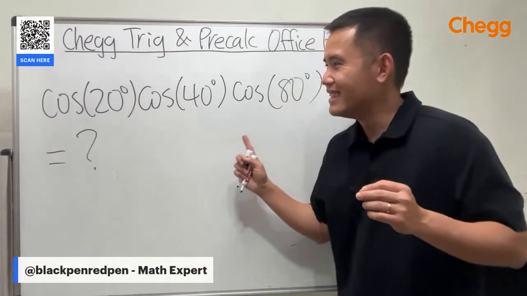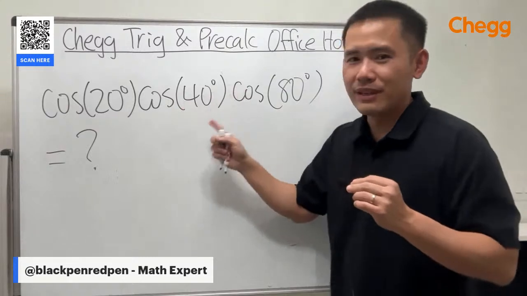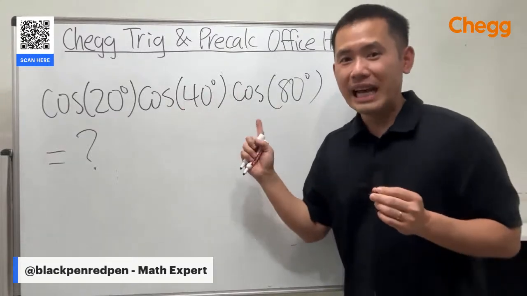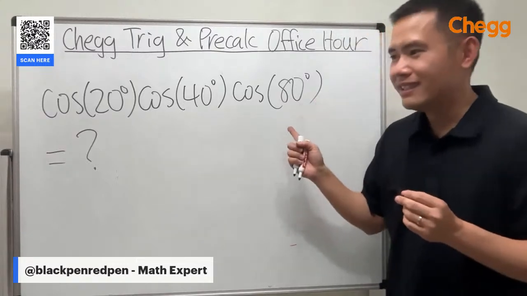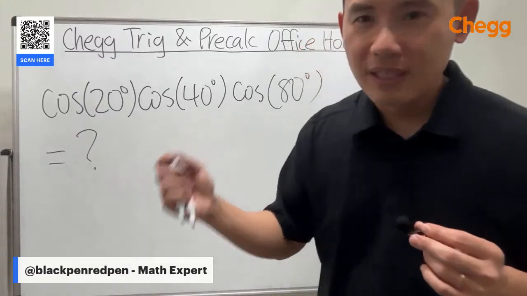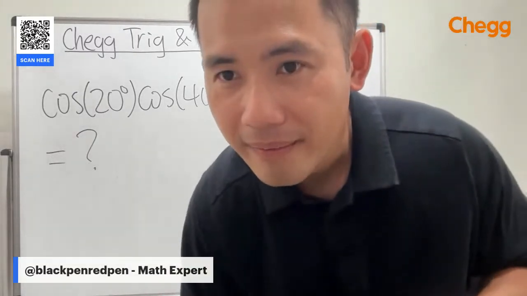Oh, did you guys figure this out? I think this is the one that has a nice answer, right? Cosine of 20 degrees times cosine of 40 degrees times cosine of 80 degrees. If you guys have not done this before, it's a pretty interesting one because the number is super, super clean.